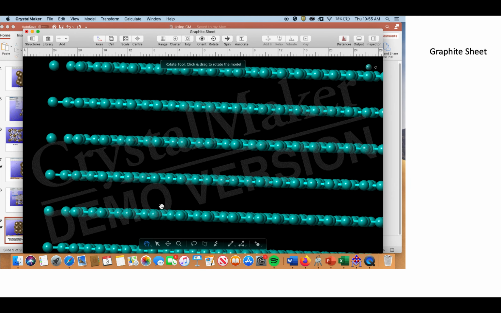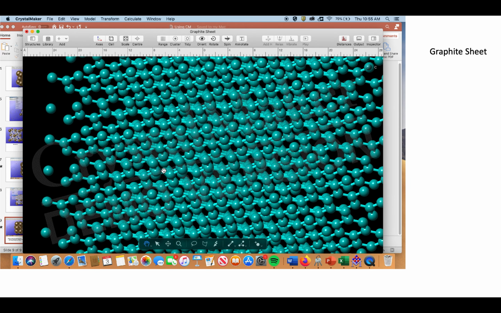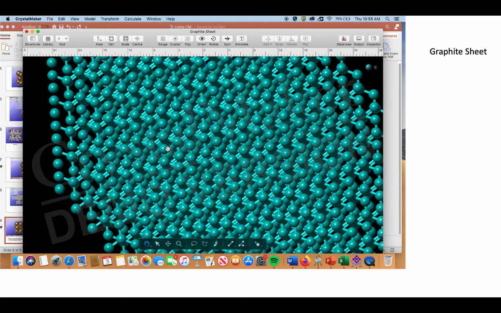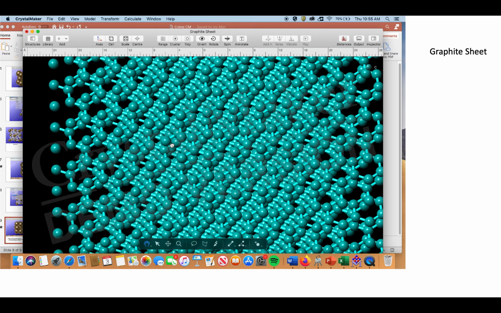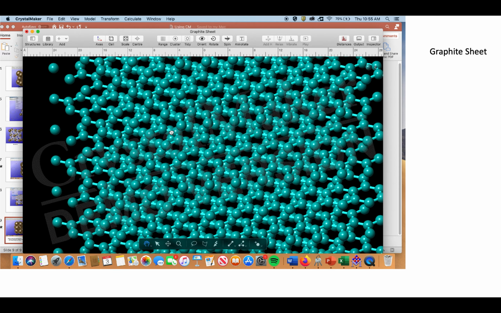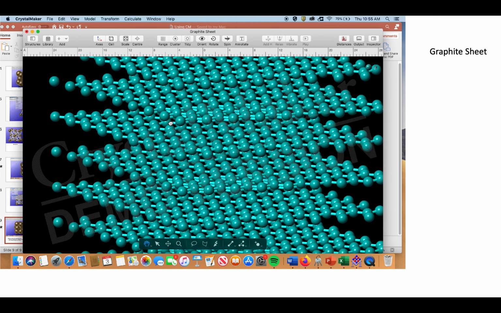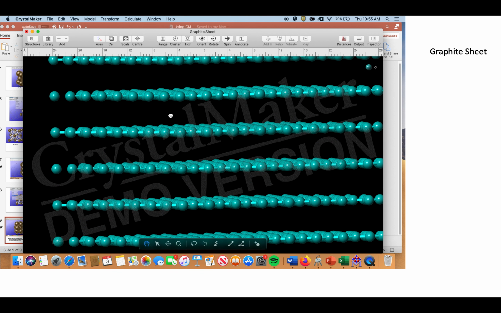Go back to the hand and we can rotate on this one. Once again, it looks so complex, it's very difficult to make sense of it. And almost like magic, the sheets emerge. That was looking at graphite.